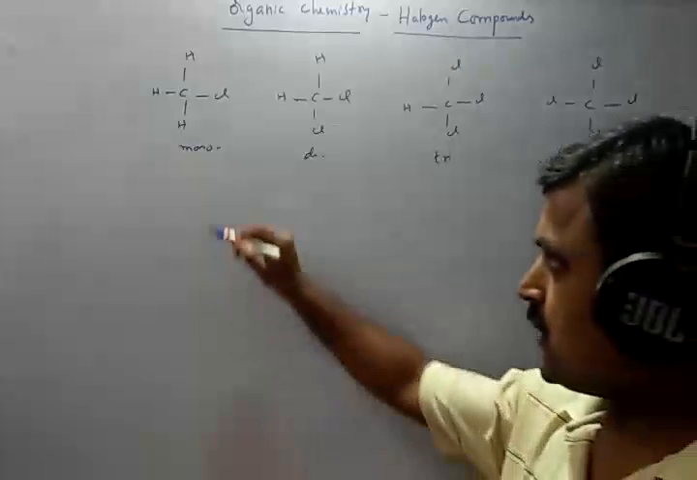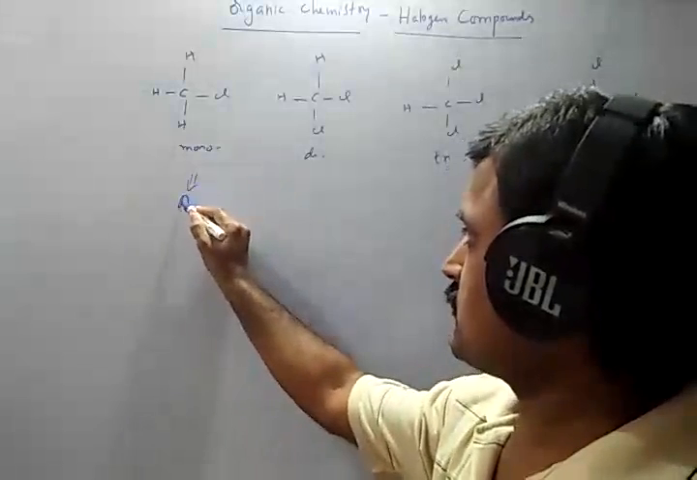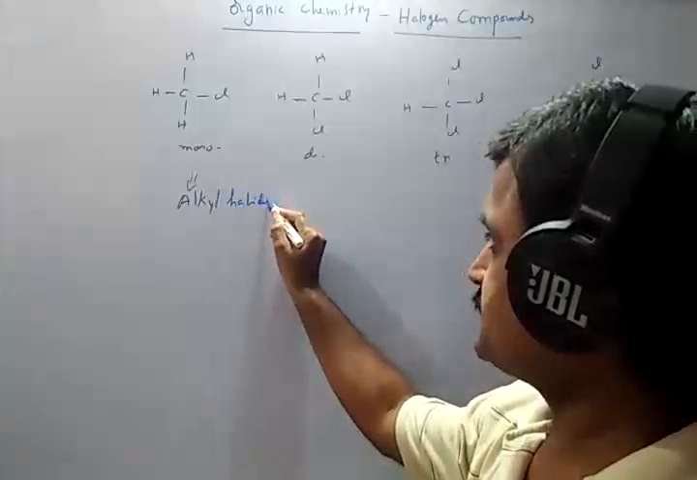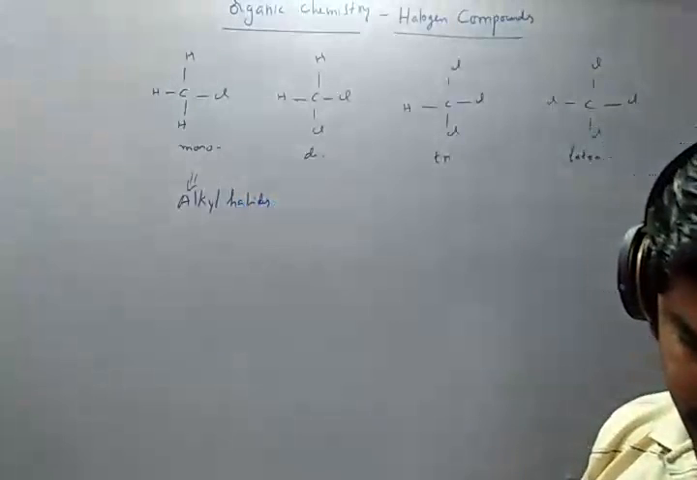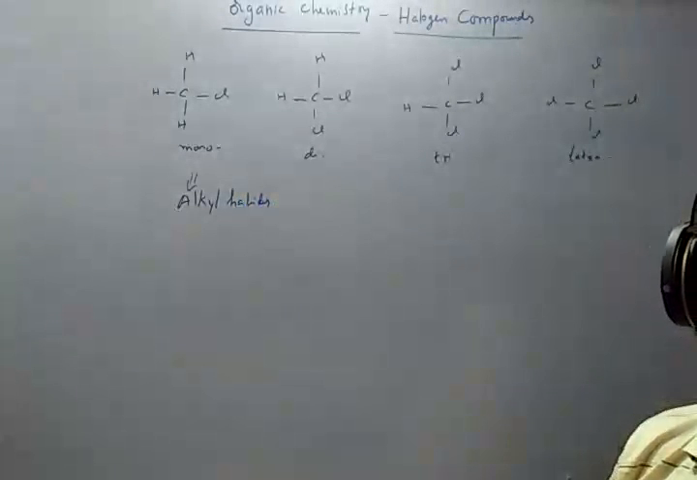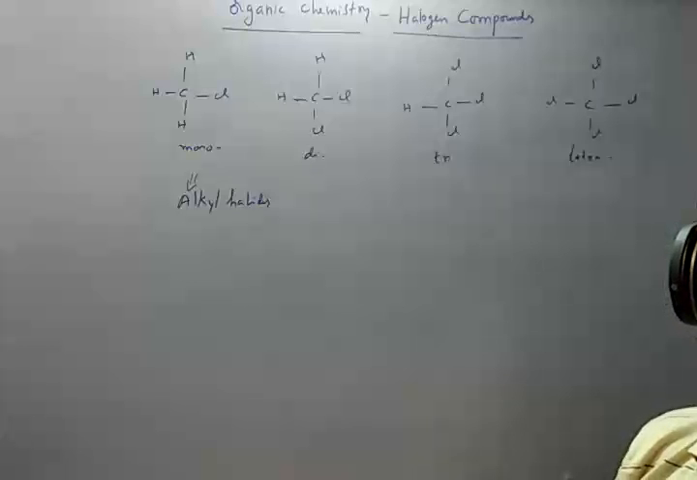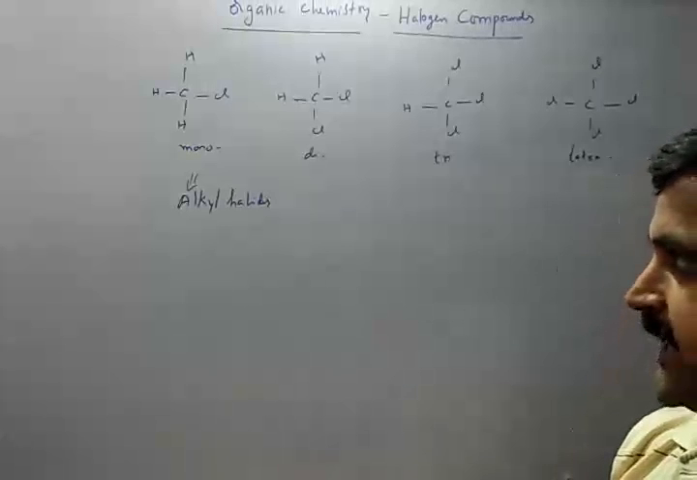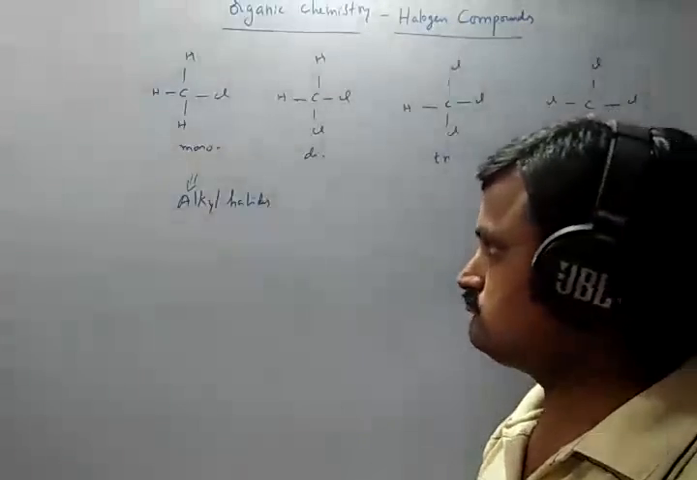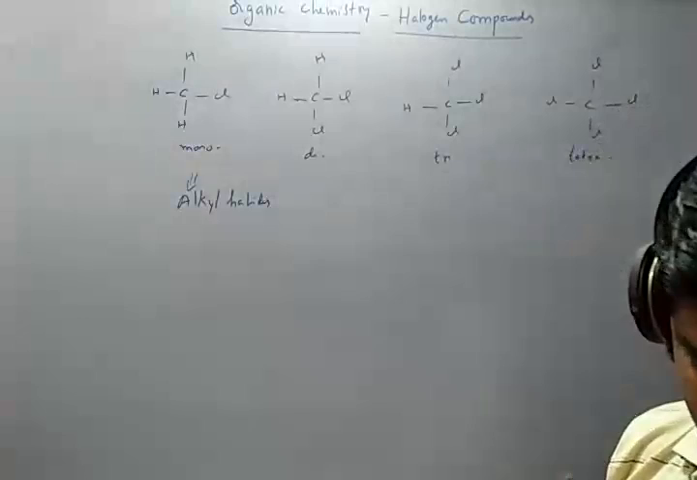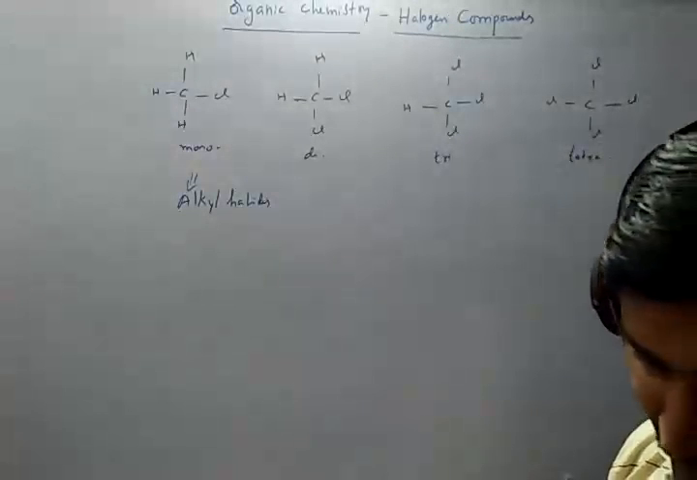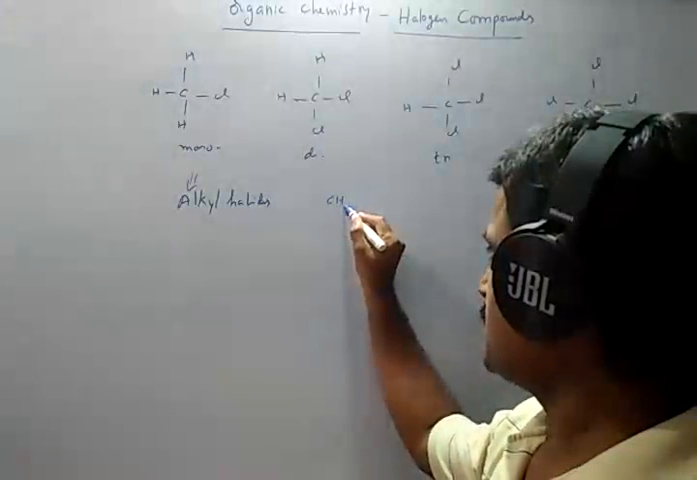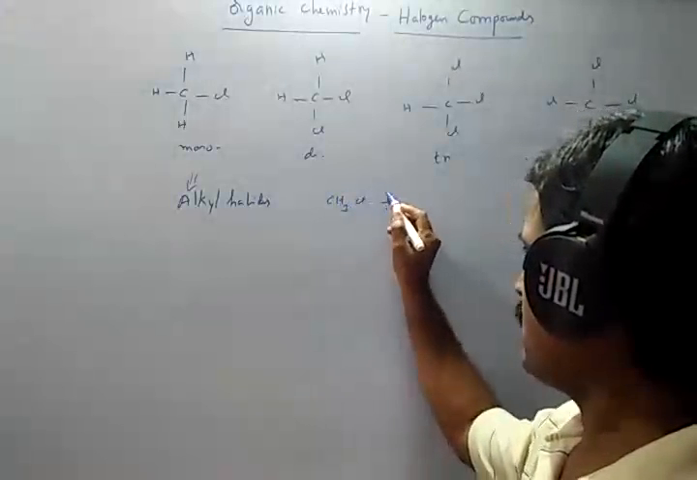As you know, monohalogen derivatives are known as alkyl halides. These are obtained by replacing one hydrogen atom of an alkane by a halogen atom. For example, if you take methane and convert it into an alkyl halide, it is called methyl chloride. So we have an example, that is CH3Cl.